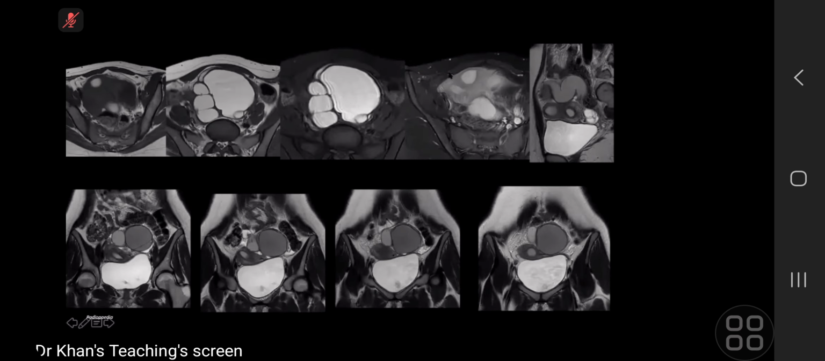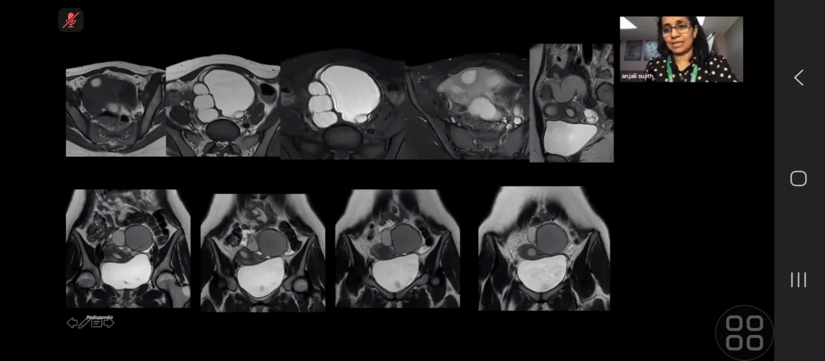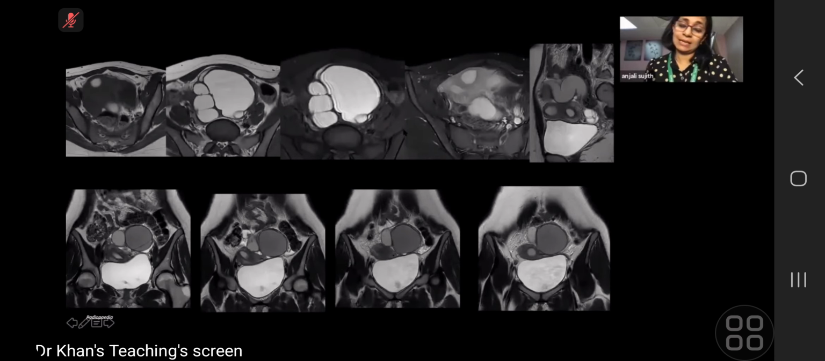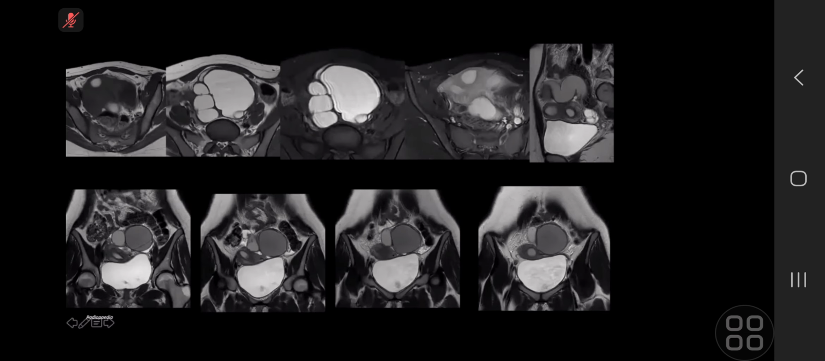Okay, so look at this T2 sagittal. Looking at the tubular structure, what comes to your mind? The fallopian tubes. I was thinking whether this is hematosalpinx on both sides. Good. Hematosalpinx is there, and you have an endometrioma, with the shading sign.